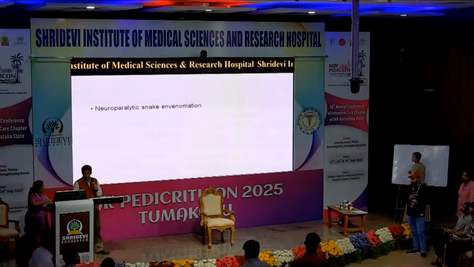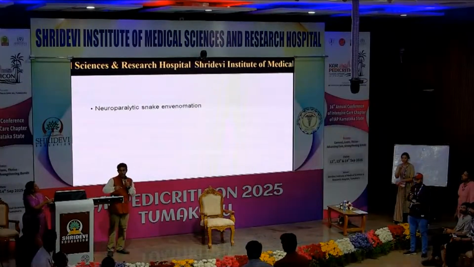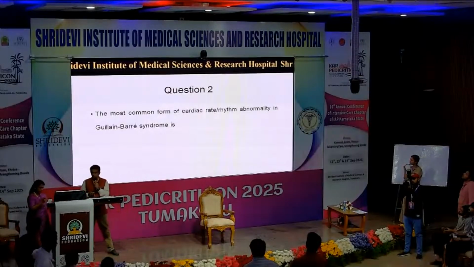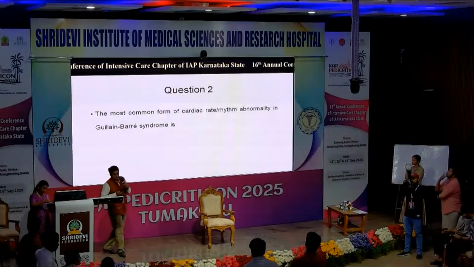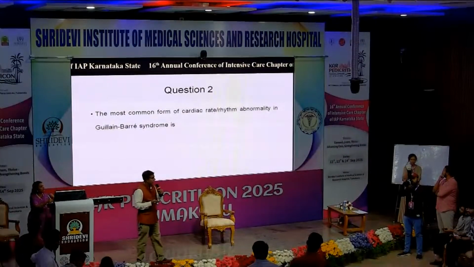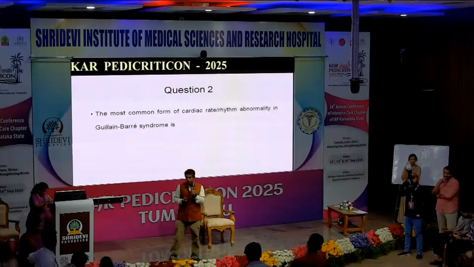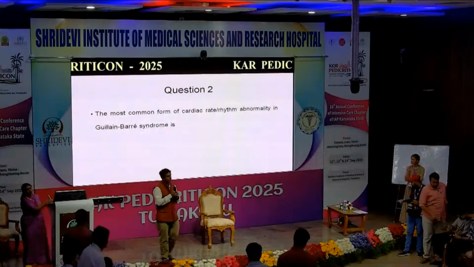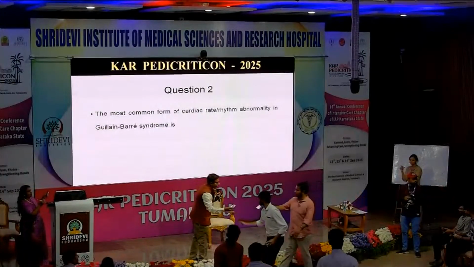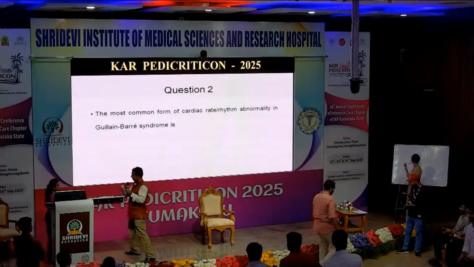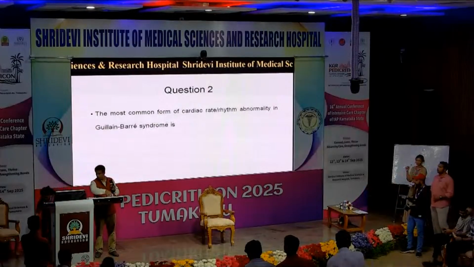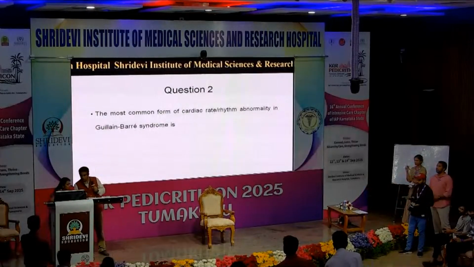So the next question is to team B. Ready? Time starts now. The most common form of cardiac rate or rhythm abnormality seen in GB syndrome. Others can write, and 5 seconds for that, and you should give it back. Time up. Please give your slips. Quickly. Volunteers, you should collect it quickly. Nobody? Out.